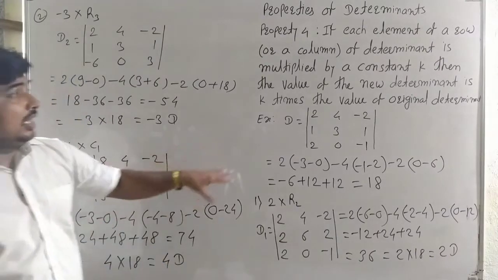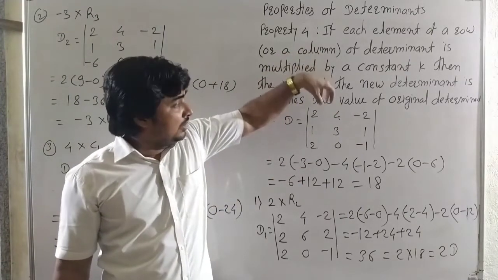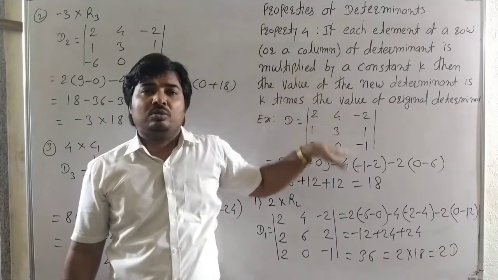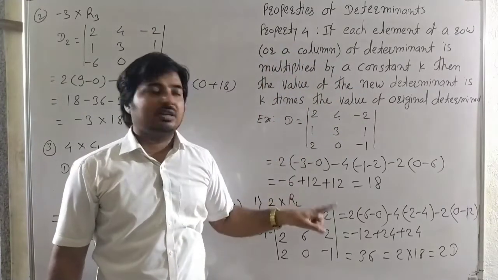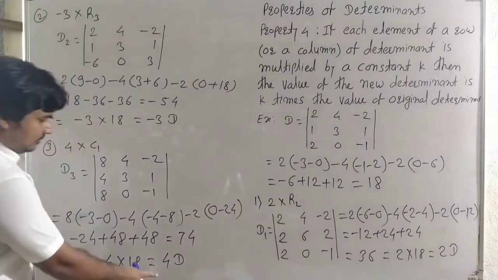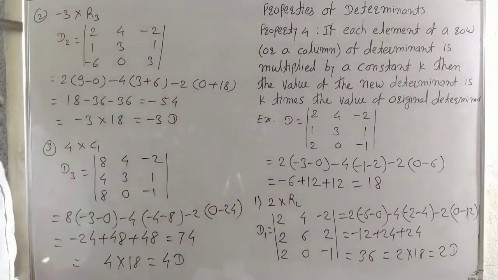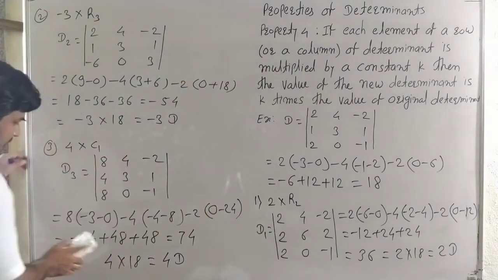Okay, here if we multiply all elements in any row or any column by some number k, then the value of the obtained determinant is k times the original. Okay, check all the calculations, see carefully this, it is the fourth property.